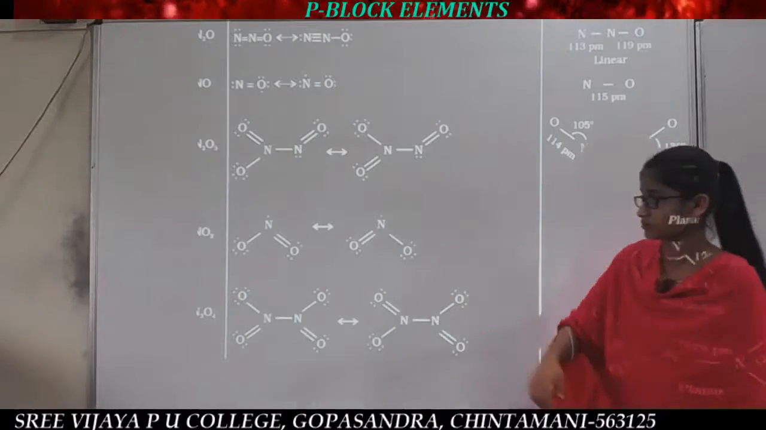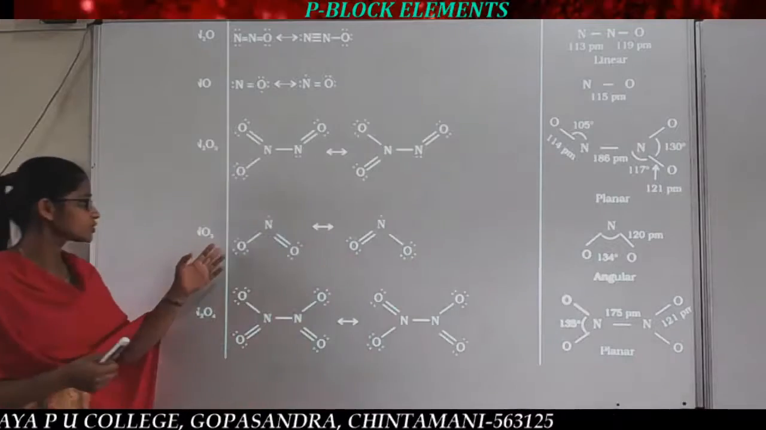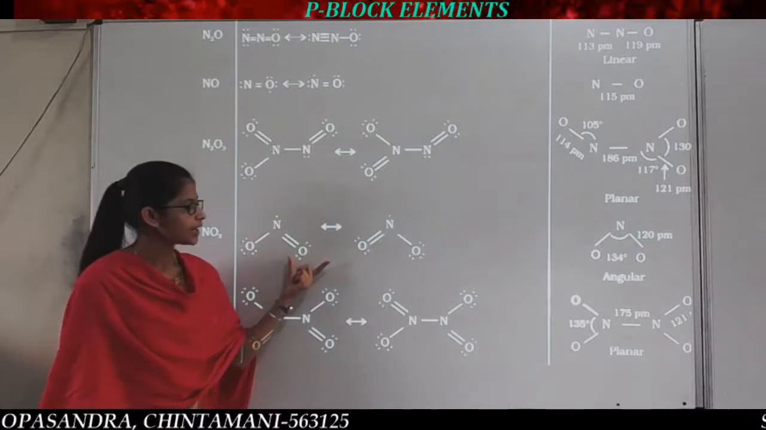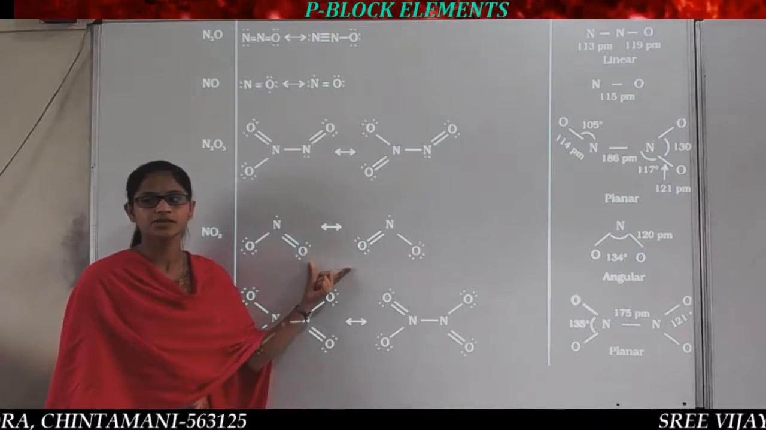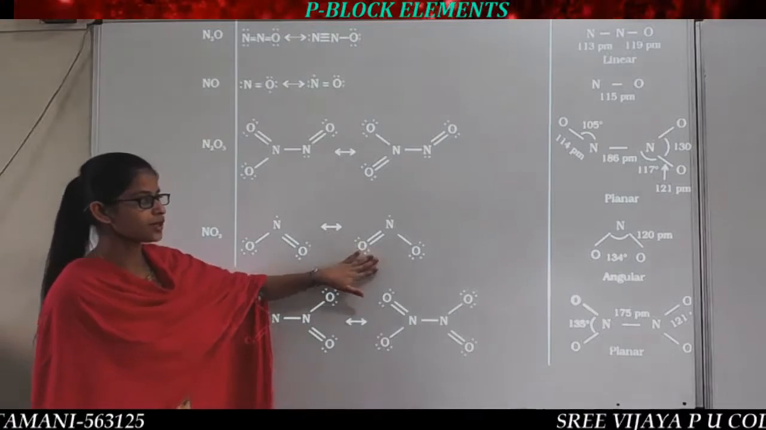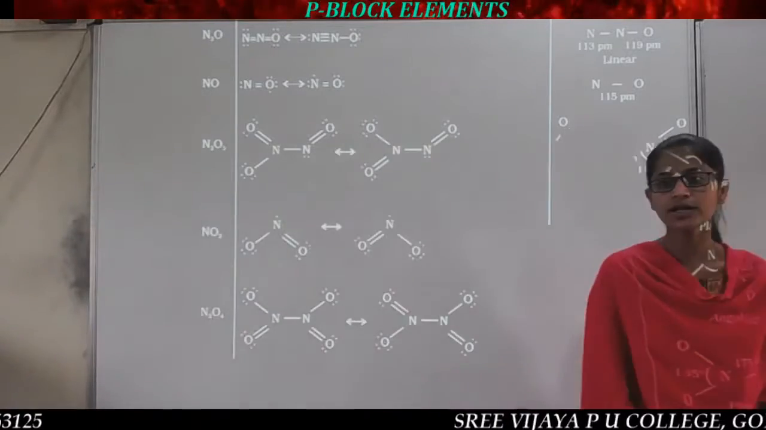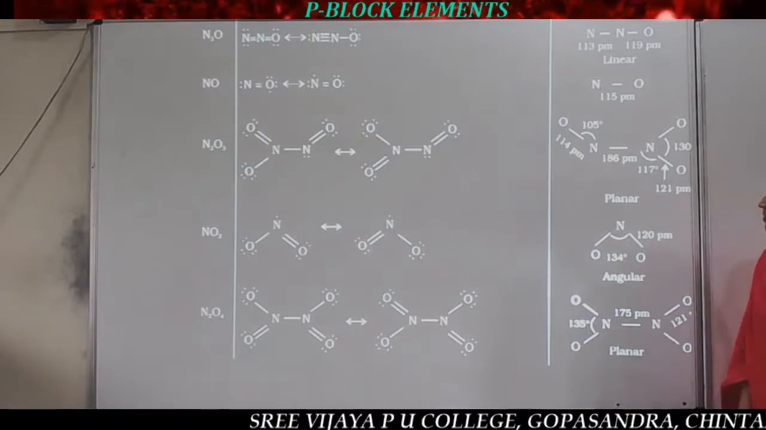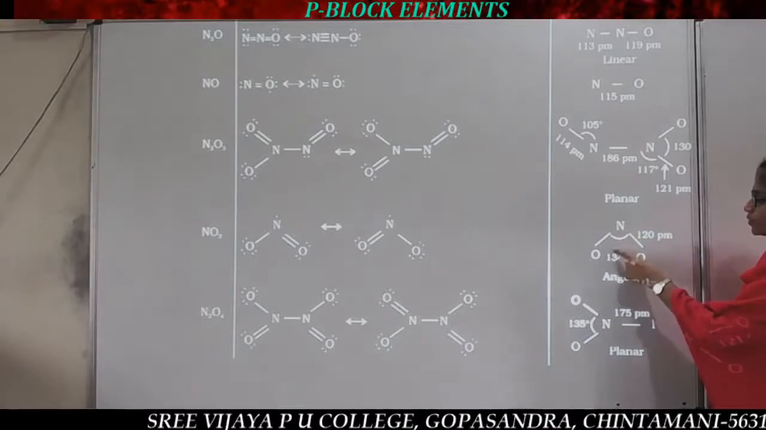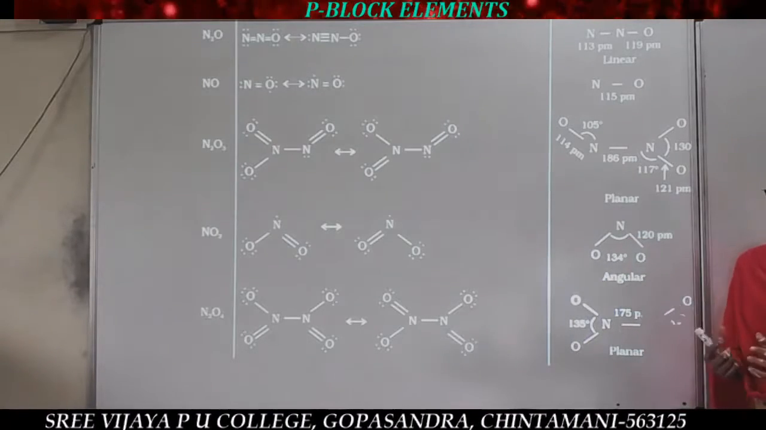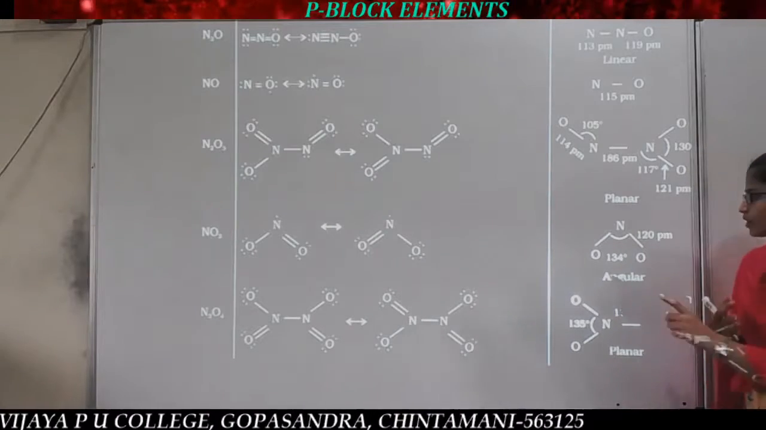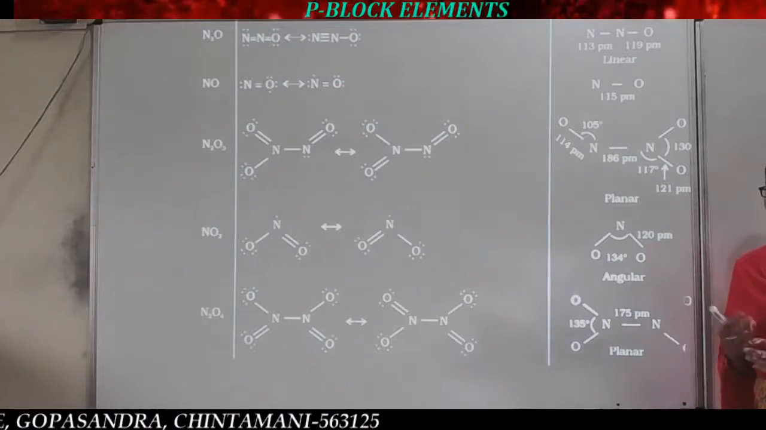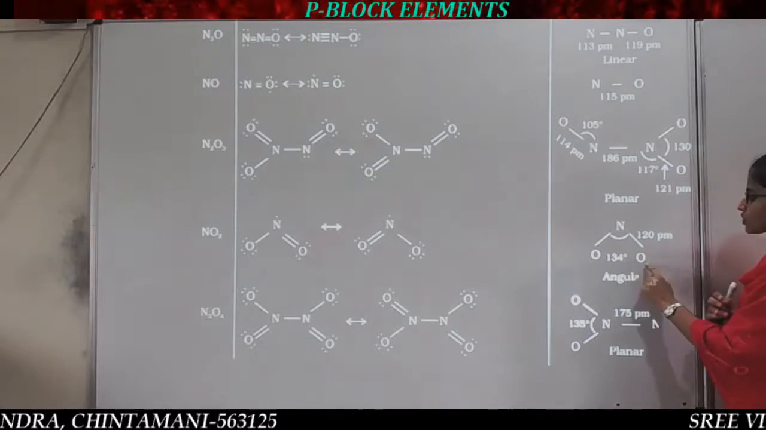The next oxide we call nitrogen dioxide. This is the structure of nitrogen dioxide. Again, it also undergoes resonance. We call it a resonating structure. Based on this resonance, we have to predict the bond parameters. This is a nitrogen connected to two oxygen atoms. In this case, between each nitrogen and oxygen, the bond length is 120 picometer in each case.